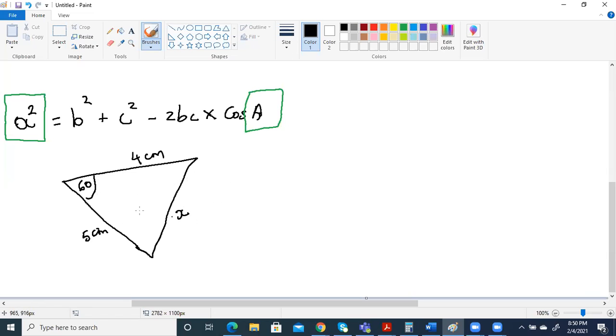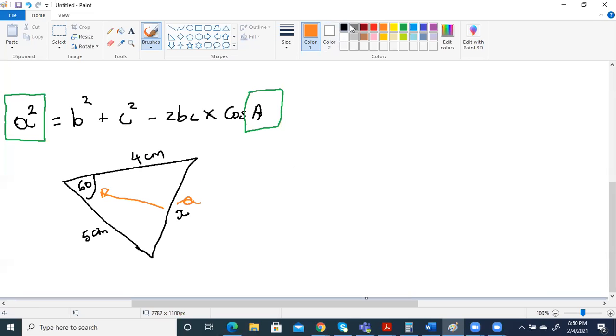So what we can do now, the formula says a squared equals b squared plus c squared minus 2bc cosine A. So whatever side I make my a, I need to make sure I have that angle. This is the side I'm solving for, so this is going to be my a, right? And I have the angle right here, so I can put that in the formula. And then I have these two sides that I can plug in as b and c. And of course, it doesn't matter which one is b and which one is c. Doesn't matter at all, all right?